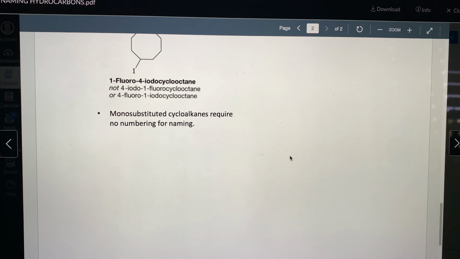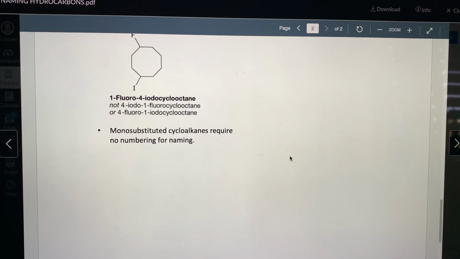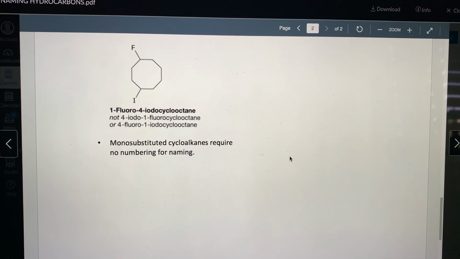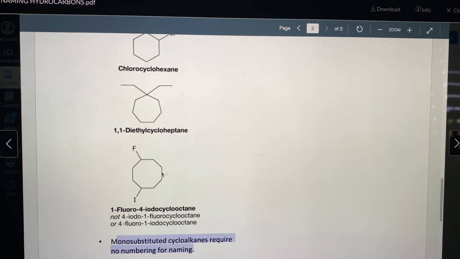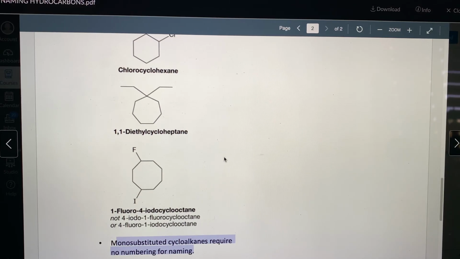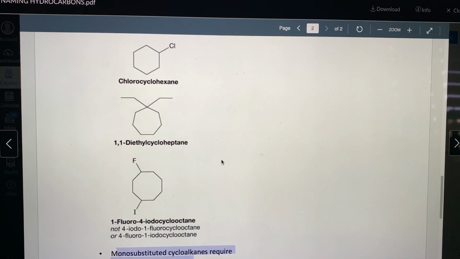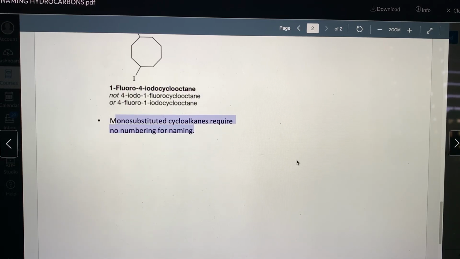Okay, so again, for cyclic alkanes, the closed structures, you don't need numbering if it's only monosubstituted. But if you have 2 or more substituents, on the same carbon or different carbons, you have to label them. You have to put the numbers on it. And you always start with number 1, the lowest numbers. All right, guys, that's the nomenclature of alkanes and cycloalkanes. In the next lecture, we'll go over more examples. Thank you for watching.